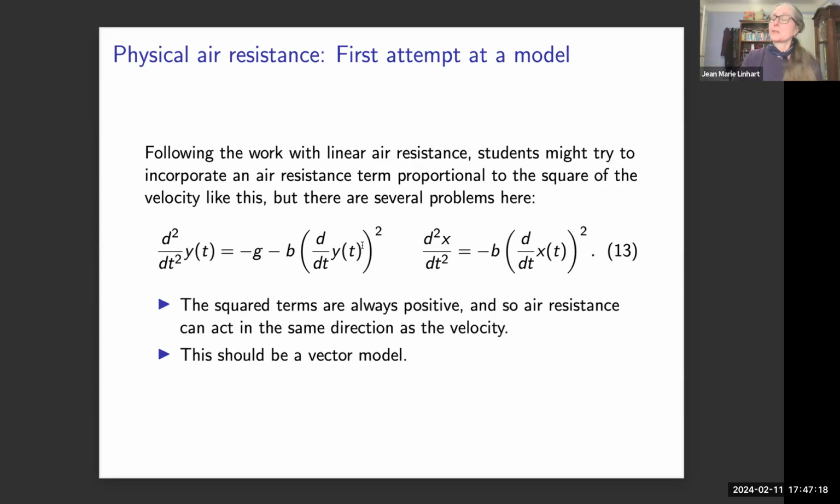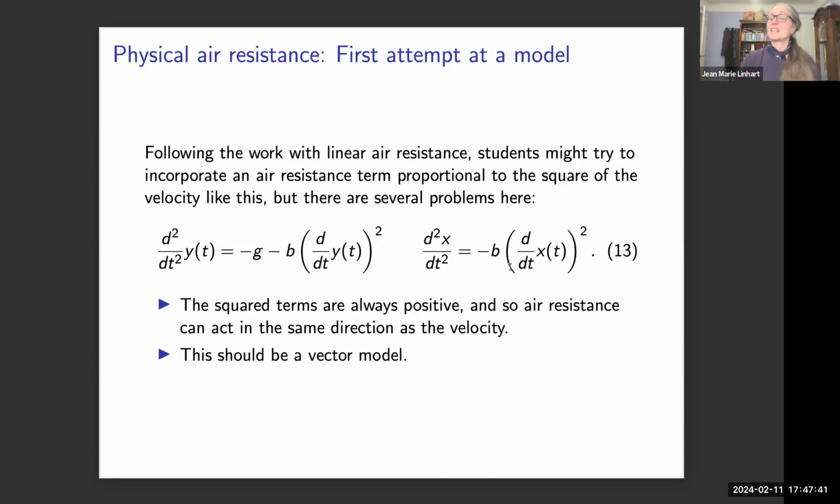These squared terms are always positive. So notice that the acceleration due to air resistance is always going to be in a negative direction. It's going to be negative here, and likewise with x. Since these squared terms are always positive, air resistance can actually act in the same direction as the velocity if the velocity is, again, in the negative direction.